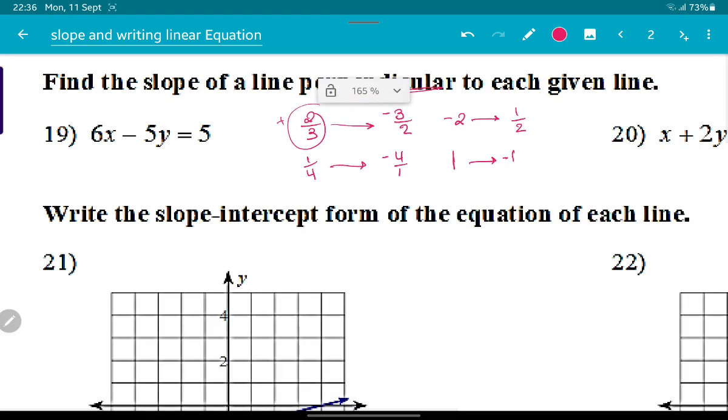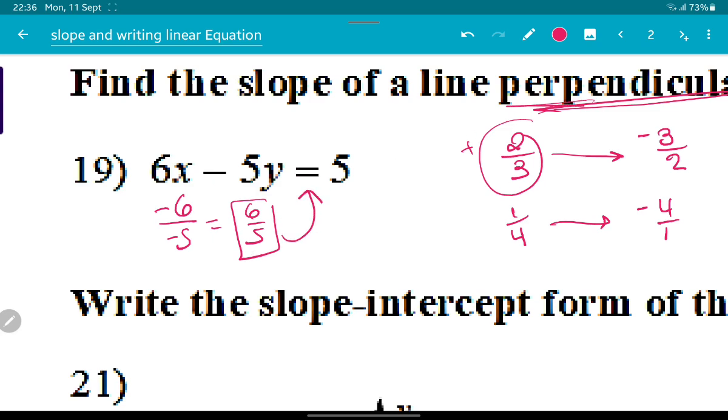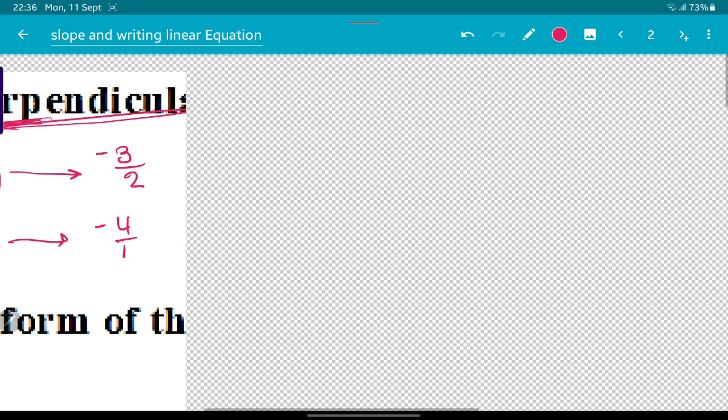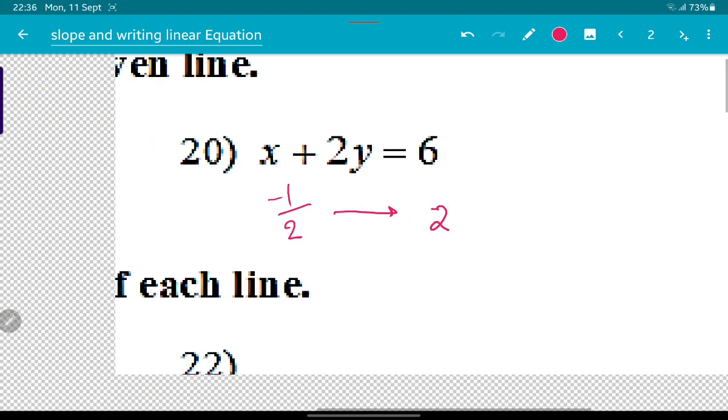So now, if you know the slope of this is 6 or negative 6, it's negative 6 over negative 5, which is 6 over 5. This is the slope of this line. What about the perpendicular? Flip and change. It will be 5 over 6 with a negative sign. Here it's negative 1 over 2. Flip and change, it will be positive 2.